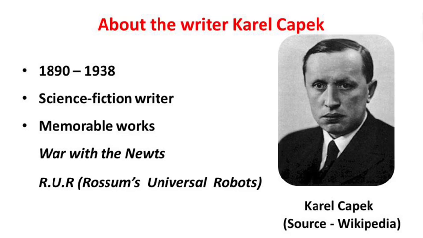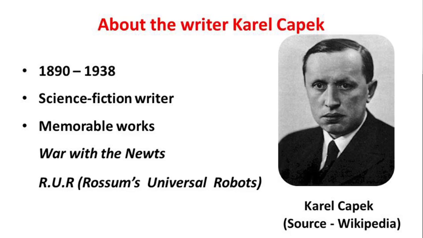His memorable works are War with the Newts, written in 1936. It is a dark science fiction satire on colonialism and fascism. His other memorable work is RUR, that is Rossum's Universal Robots, written in 1920. It is in this fiction that we for the first time find the word robot.